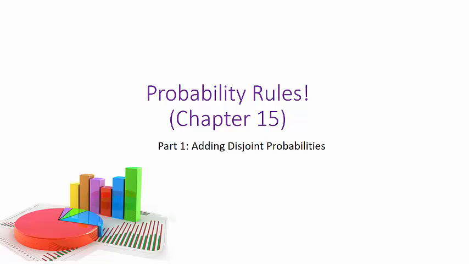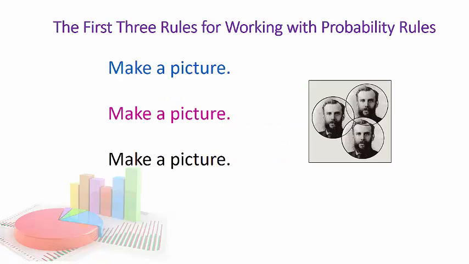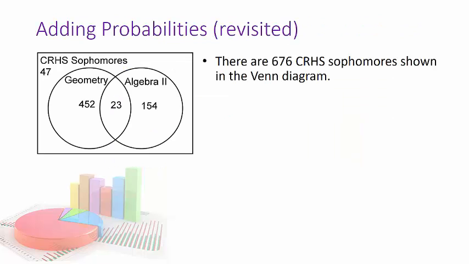Anyways, so let's go on to some probability rules. The first of the three rules for working with probability is make a picture, make a picture, make a picture. So we're always doing that. Let's go ahead and start with the picture. This one is showing you a Venn diagram, which is very helpful. Here I have a Venn diagram of a rough estimate of Cedar Ridge sophomores enrolled in math at Cedar Ridge.